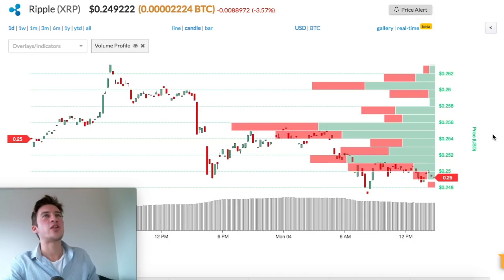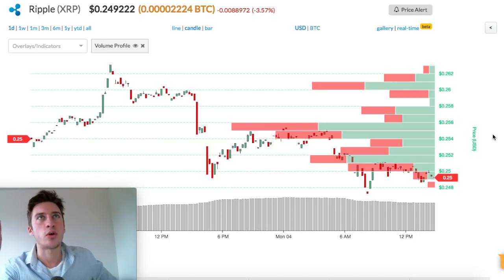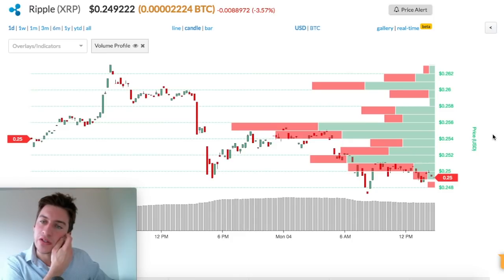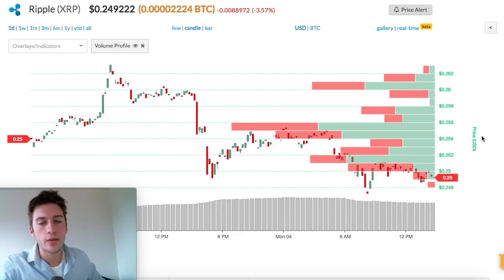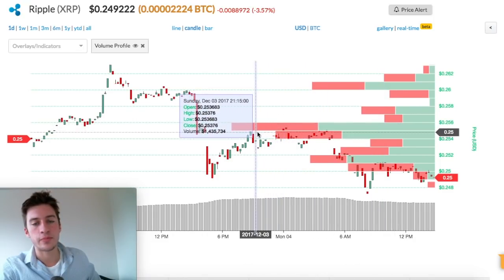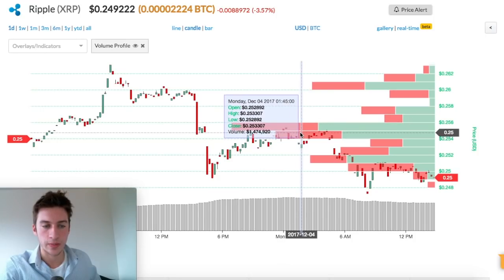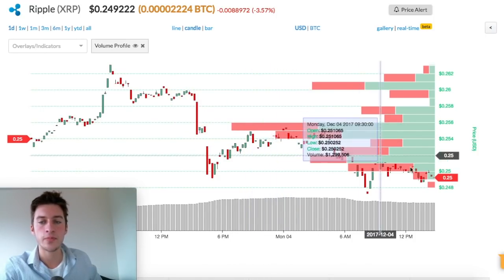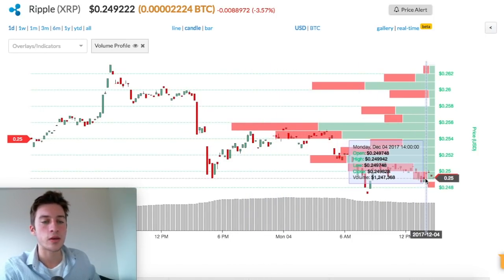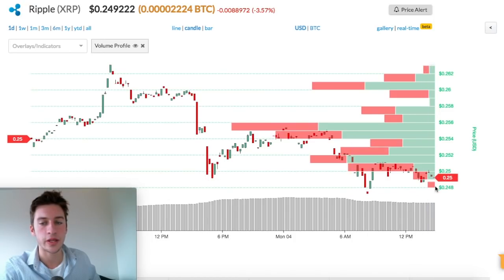And the basic strategy of looking at high volume nodes versus low volume nodes is that we want to buy at LVNs and sell at HVNs. And the reasoning behind this is relatively simple. We can say that price and volume at this point has been accepted because there's been a very high volume here, but volume has not been accepted here, meaning that a large move is probably about to take place.